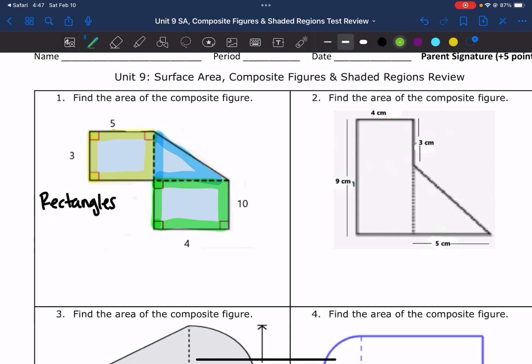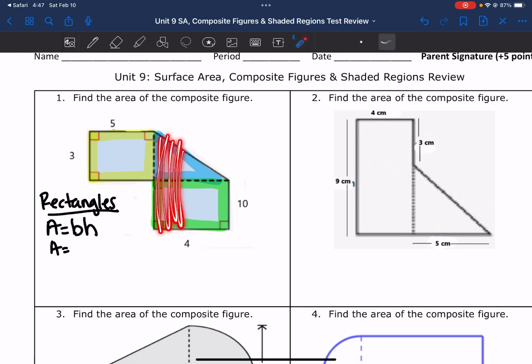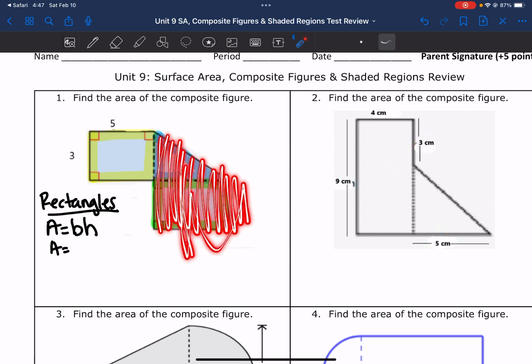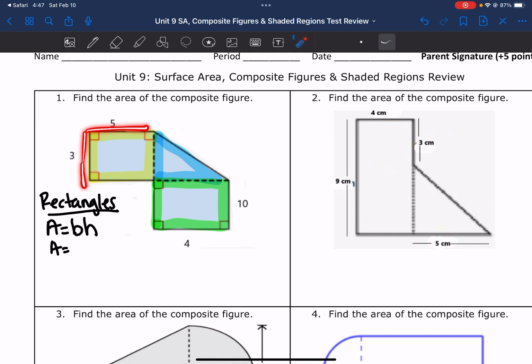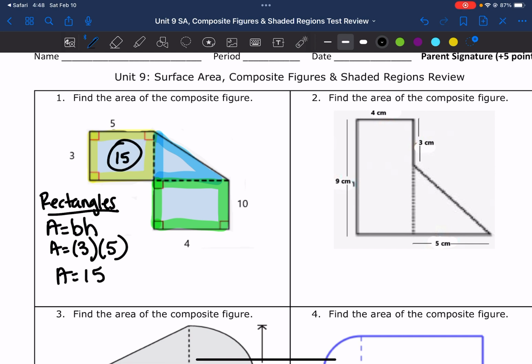Now the rectangles, we're going to use the formula area equals base times height. And if I look at just that rectangle, it's hard to cover up because I'm on my iPad, but the length and the base of that is going to be 3 by 5. So I'm going to multiply 3 times 5, and that is going to give me 15. Okay, that means this one is 15. All right, now let's do the other rectangle.